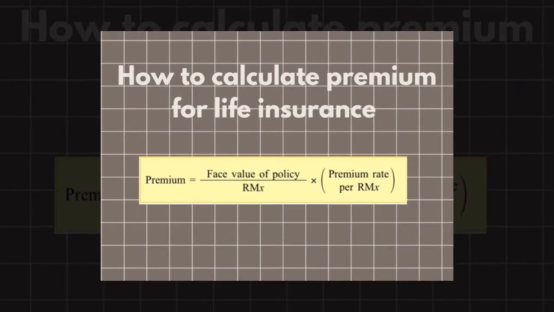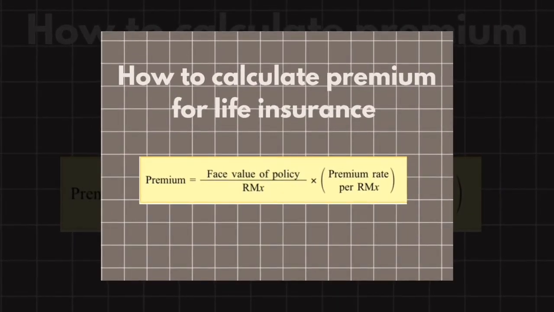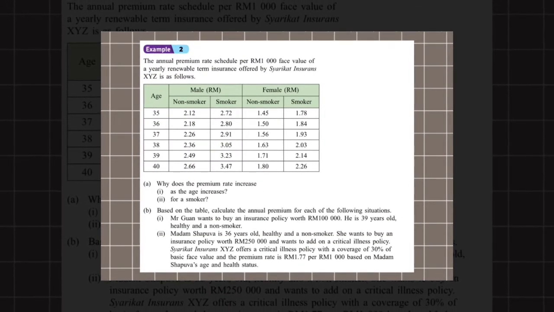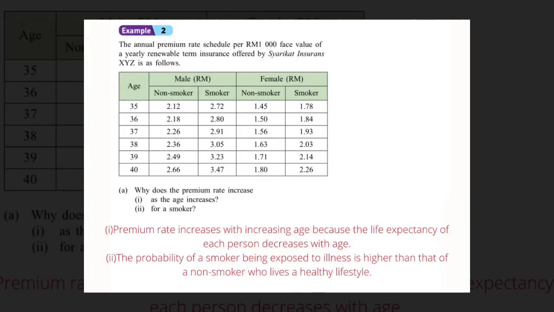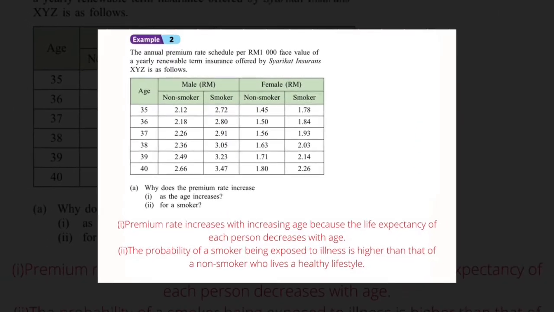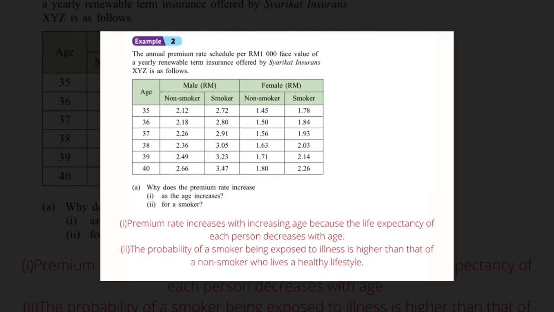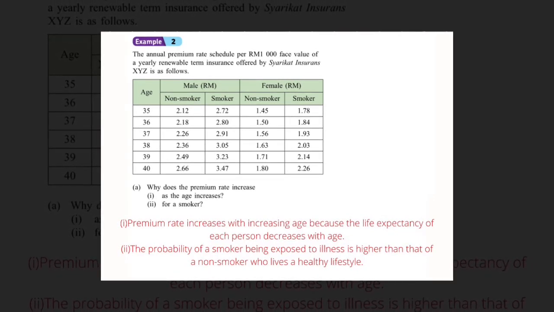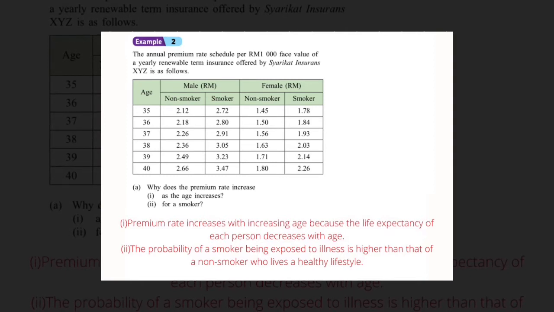Next, how to calculate premium for life insurance. This is the formula for premium. First, take a look at this question. You may pause the video. A. Why does the premium rate increase as the age increases? Premium rate increases with increasing age because the life expectancy of each person decreases with age. Next, why does the premium rate increase for a smoker? Because the probability of a smoker being exposed to illness is higher than a non-smoker who lives a healthy lifestyle.